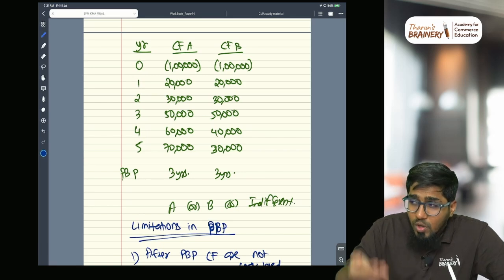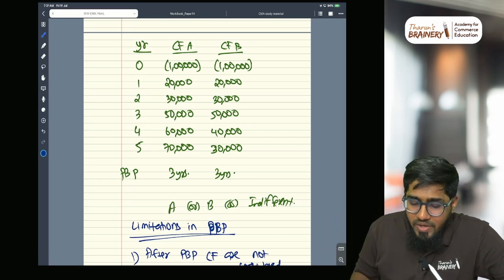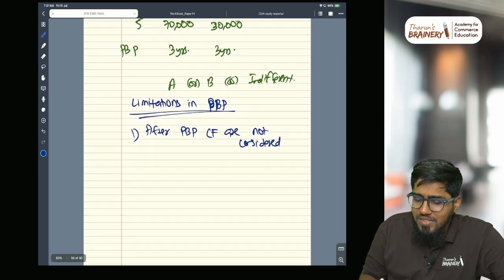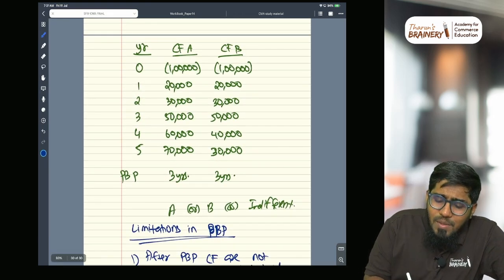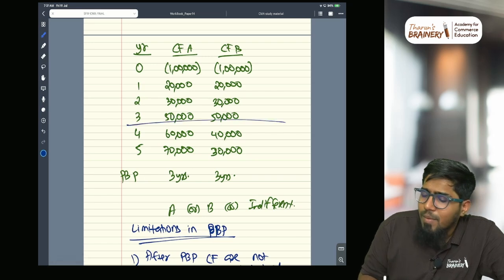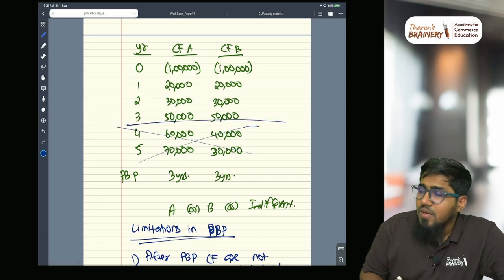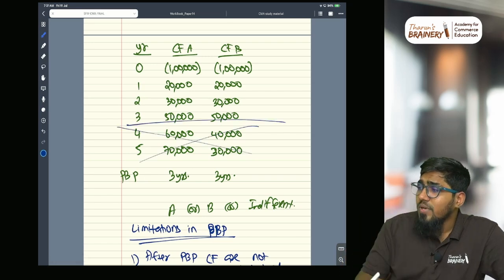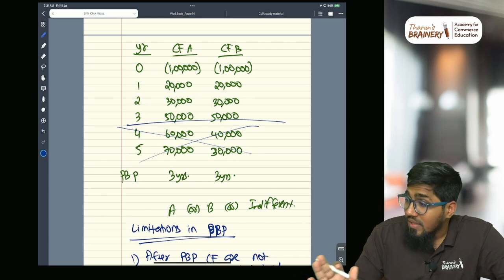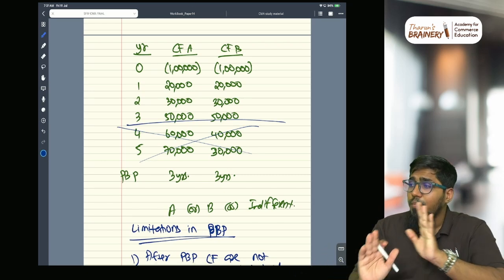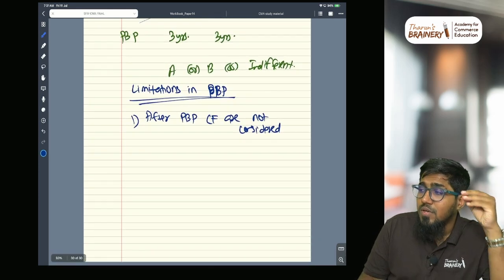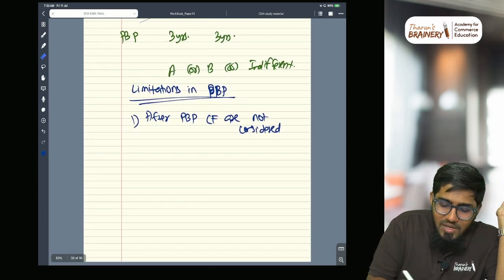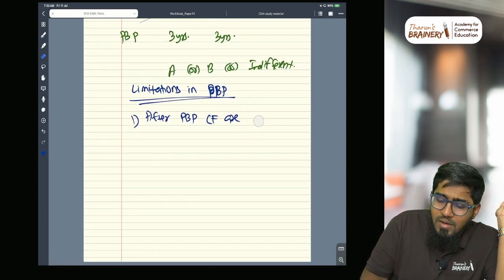Why? Because you should also know what the limitations of payback period are. The limitation of payback period is that after payback period, cash flows are not considered. So once the payback period is done, here the payback period is completed, afterwards all the cash flows are ignored. There is cash flow, there is no cash flow, it is all ignored. In the calculation of payback period, this is a very important limitation that we have. After payback period, cash flows are ignored basically.